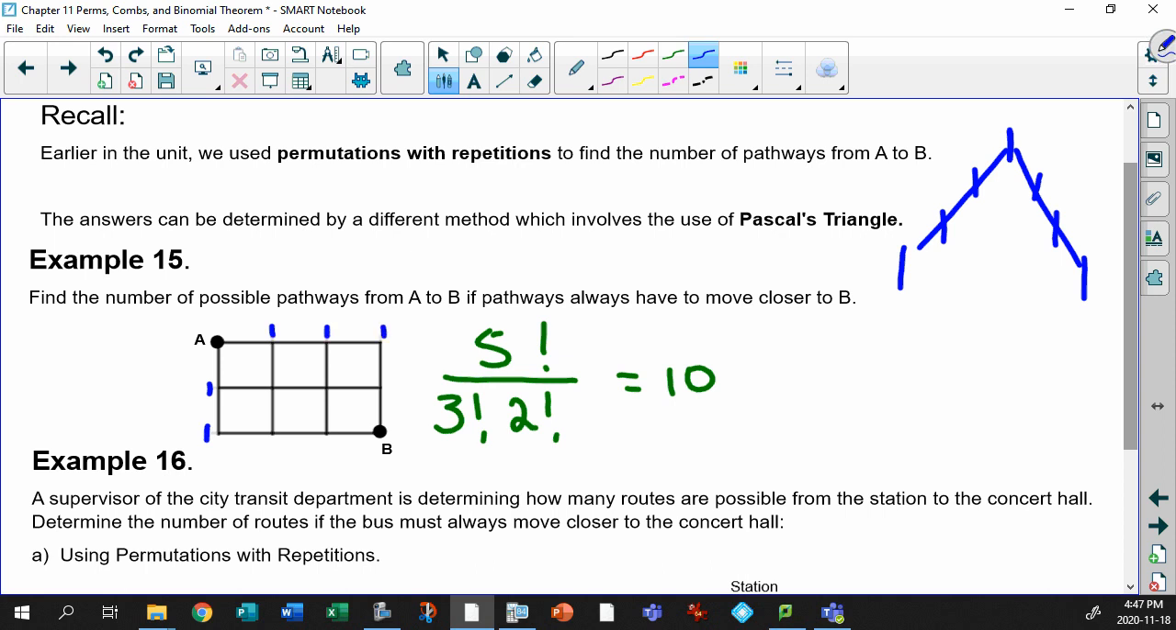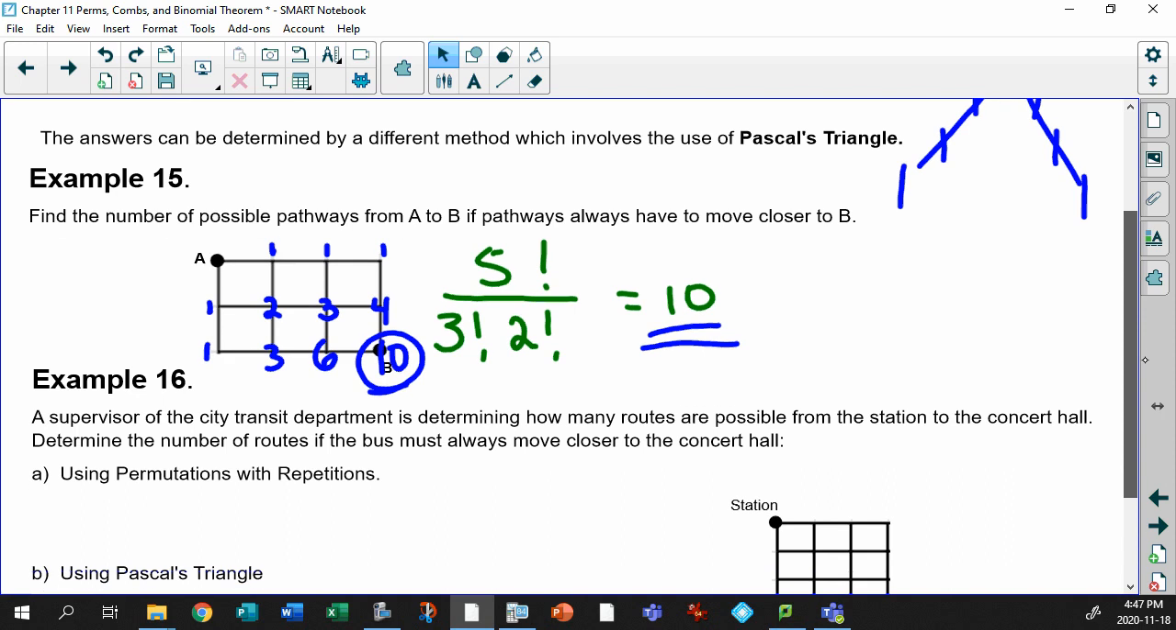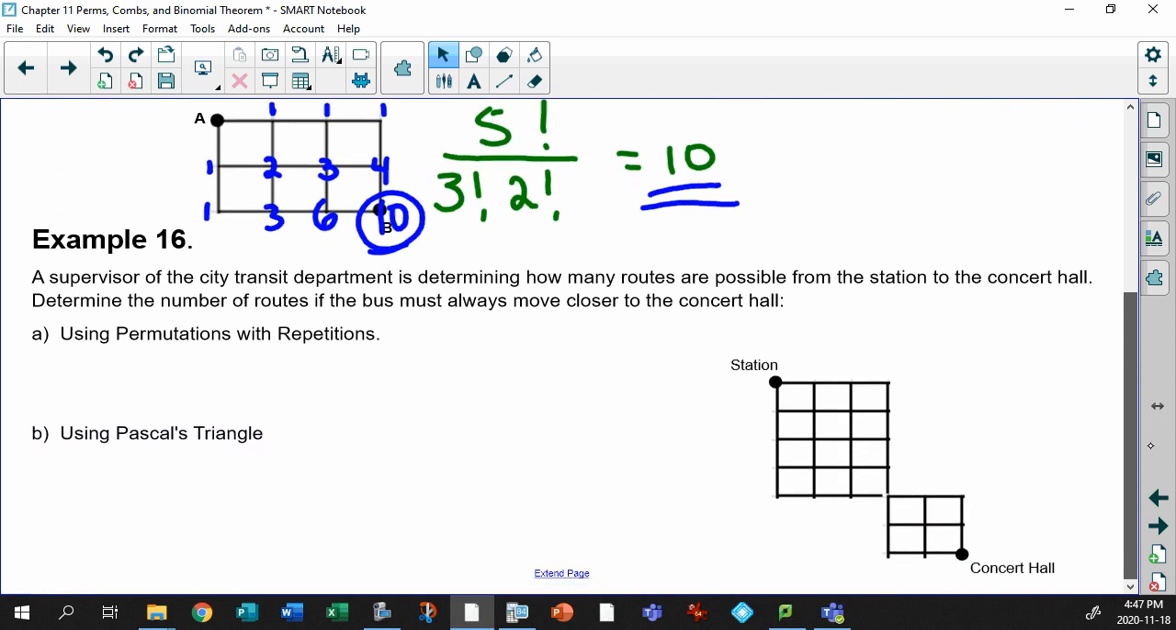Now watch this. 1 and 1 gives you 2. 2 and 1 makes that 3. 3 and 1 gives you 4. 1 and 2 gives you 3. 3 and 3 gives you 6. 6 and 4 gives you, oh my goodness, 10 pathways. Pascal's triangle is magnificent, isn't it? It's absolutely out of this world magnificent. You don't have to do permutations anymore. You can go right into Pascal's triangle.